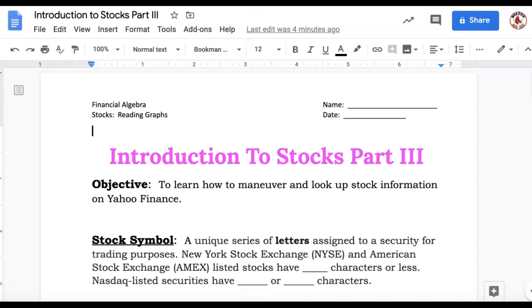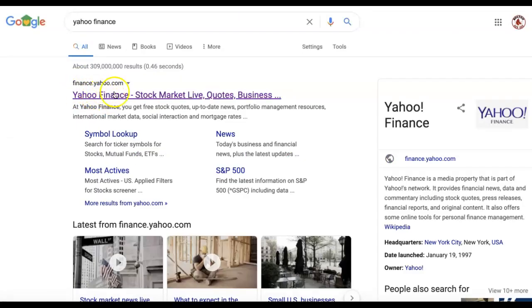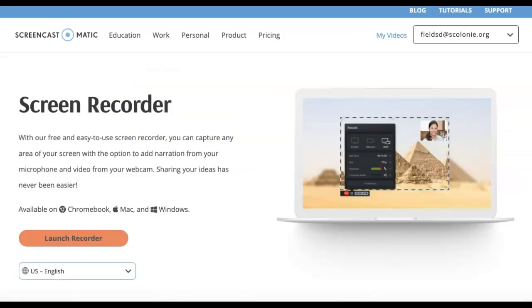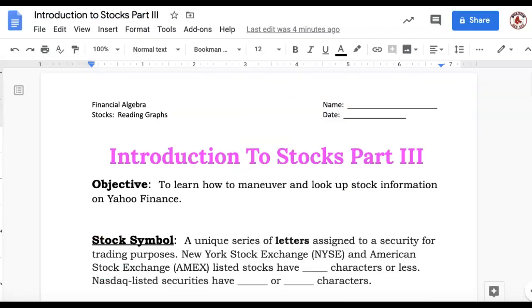So we are actually going to go to Yahoo Finance in a little bit. And there's other ones too, there's Google Finance, but Yahoo Finance, Yahoo is kind of like 1990s, but for some reason its finance part is still the best one, I think.